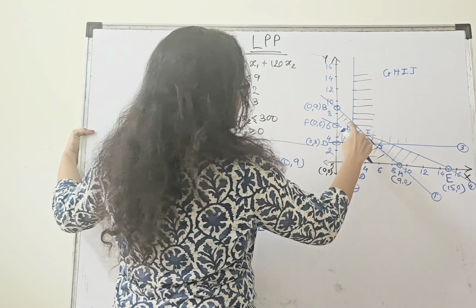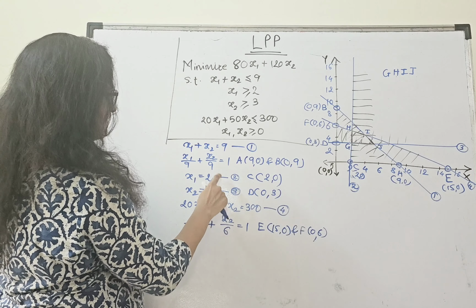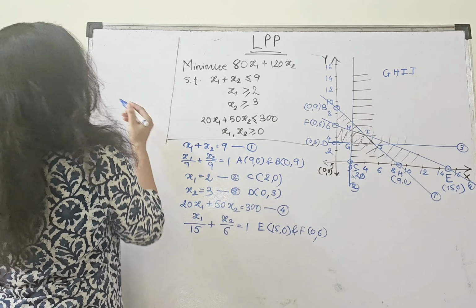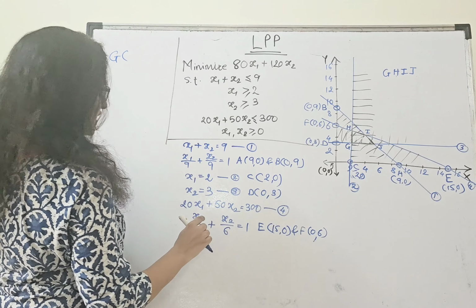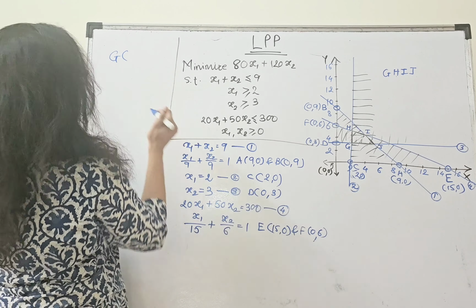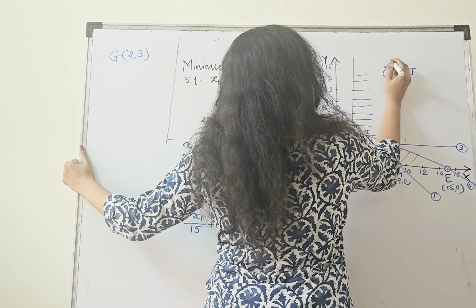So G is passing through the 2 lines. So what are lines 2 and 3? 2 and 3 are straight away giving you the values of x1 and x2, correct? So this G point is quite easy for me. So what is that G point? It is 2, 3. Yes, 2, 3. Done. G is done.